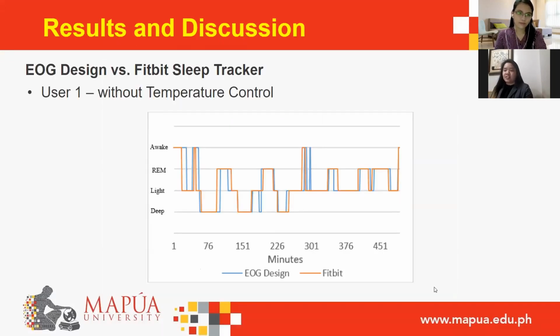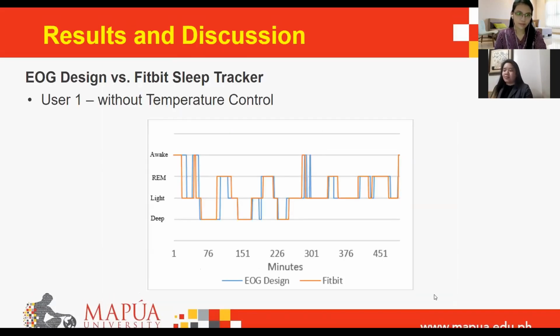The performance of the EOG design was compared with the Fitbit sleep tracker, which was worn by the users together with the EOG. Here is the hypnogram of user 1 during the first night, where the blue line represents the EOG design, while the orange line represents the Fitbit sleep stages.